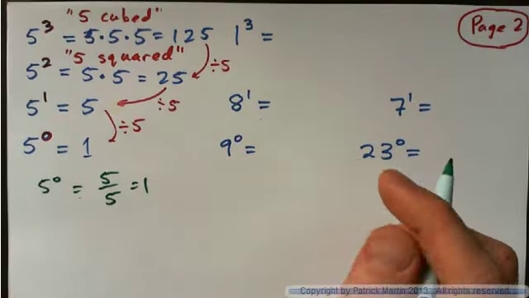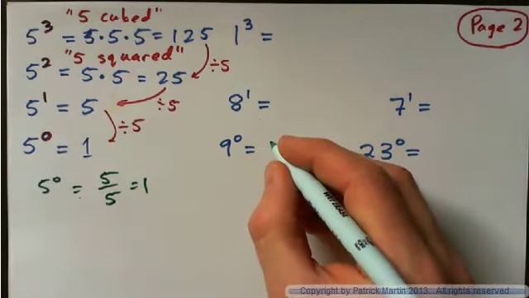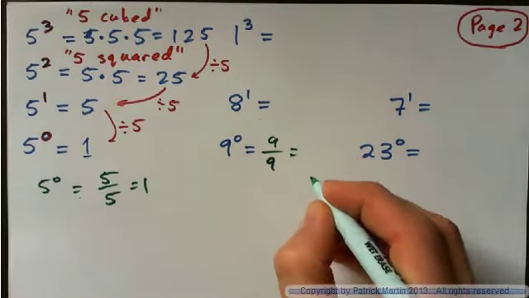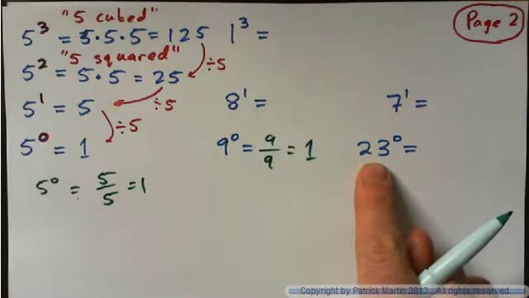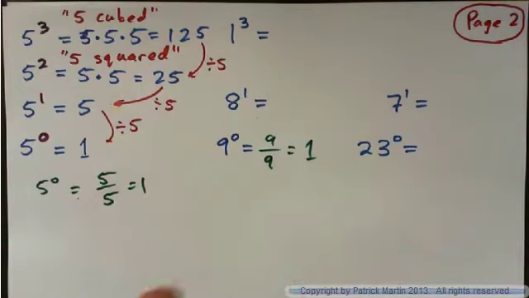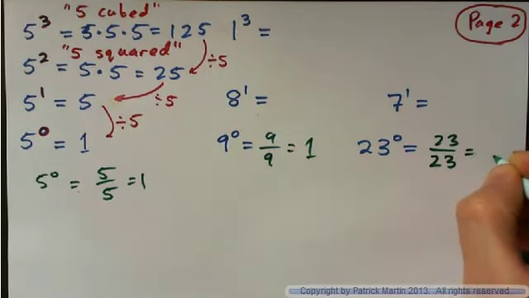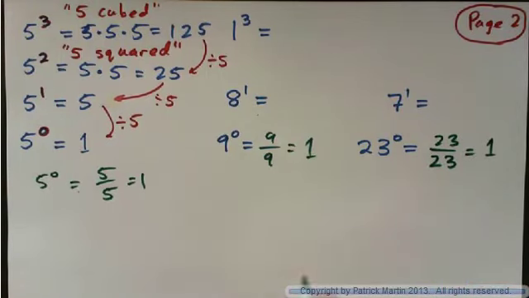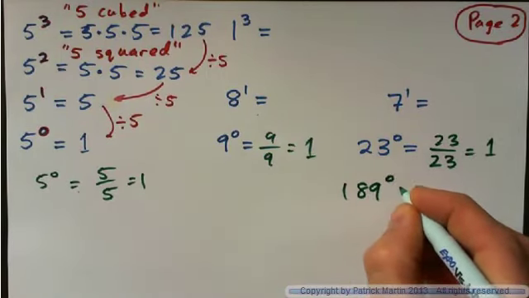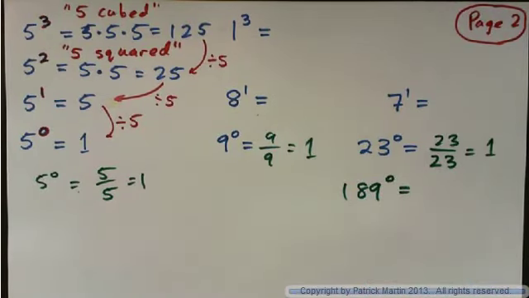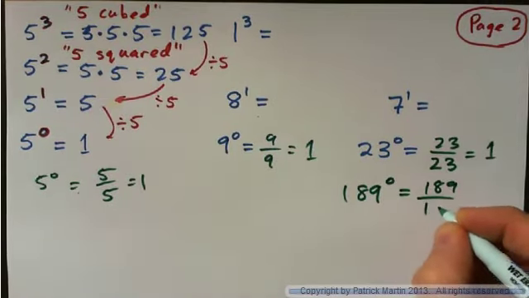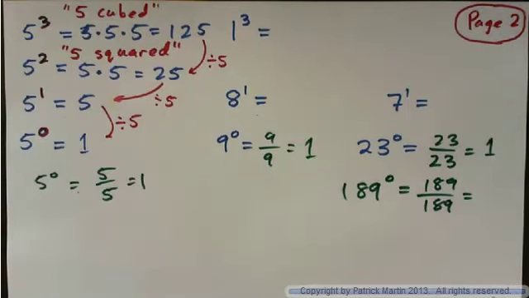In fact, 9 to the power of 0 would be 9 divided by 9, which is 1. So what do you think 23 to the power of 0 is? Write down this. 23 to the power of 0 is in fact 23 divided by 23, which is 1. The answer is 1. Okay. How about 189 to the power of 0? What's that? It is 189 divided by 189, which is the number 1. Okay. So let's do these guys.